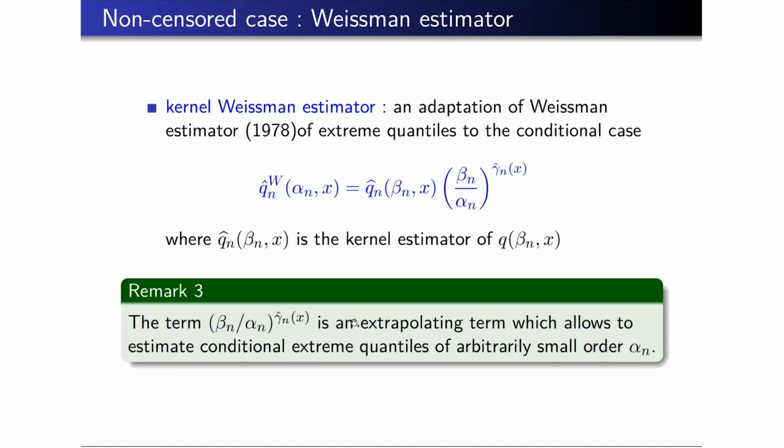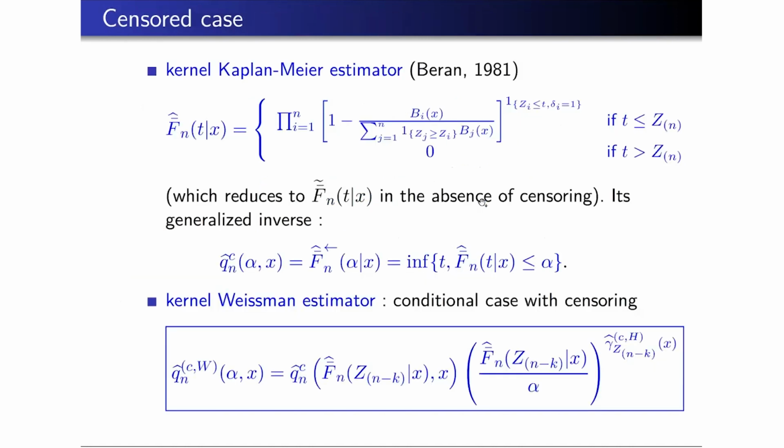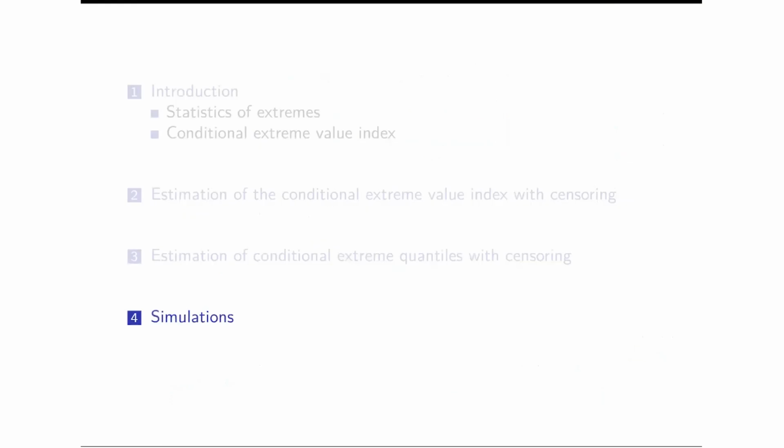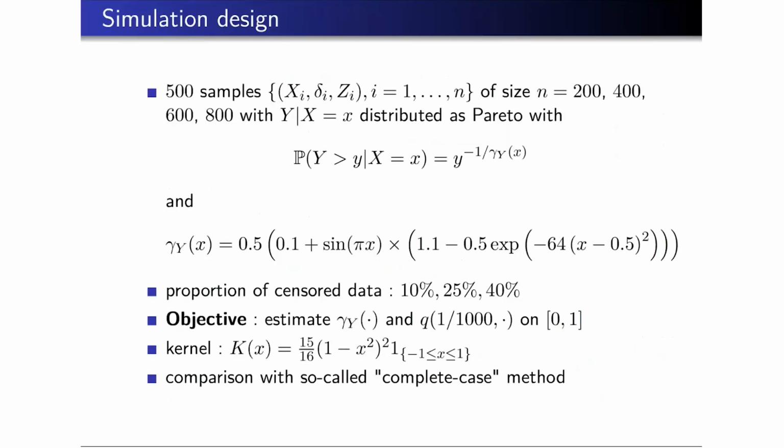So this is an extrapolating term which appears here, okay? And then this estimator is built and its asymptotic normality is given, okay? Now let us give some example of simulation, okay?